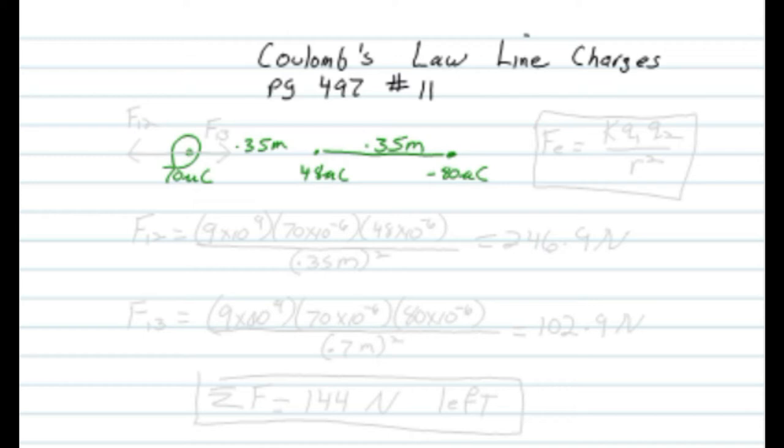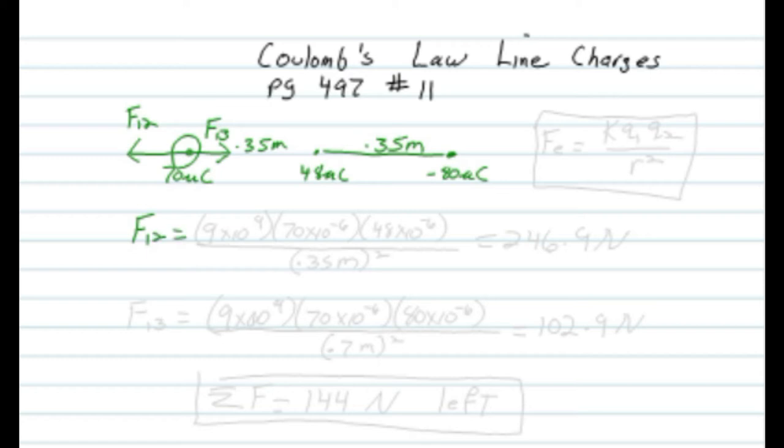This charge is the 70 microcoulomb charge. It's going to get pushed to the left by the second charge. I'm going to call that force F12, the force of object 1 and object 2 on each other. And then the negative 80 microcoulomb charge is going to pull the positive 70 towards it in this direction. We'll call that F13, the force of 3 on 1. We're going to find each force, so we'll use Coulomb's law twice.